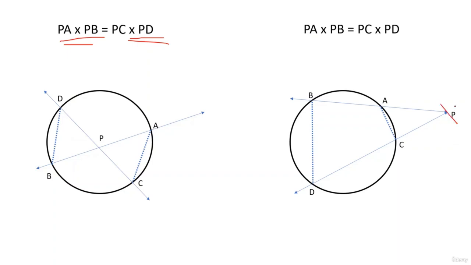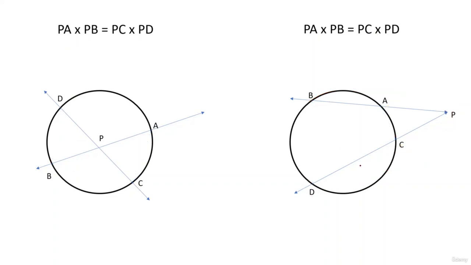Meeting point है, पहले secant का पहला point कौन सा है? A. पहले secant का दूसरा point क्या है? B. So PA into PB will be equal to PC into PD. दूसरे secant का पहला point, दूसरे secant का दूसरा point. There is also one more addition you need to know for these two, and that is about the angles here.